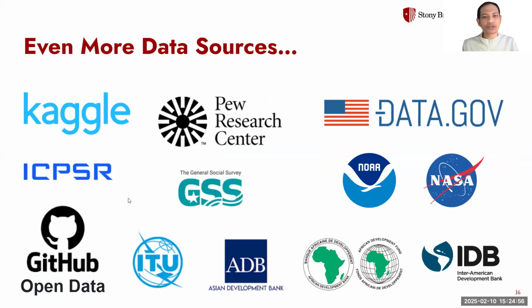And there are even more options here. If you're looking for government and public sector data: data.gov, NOAA, or NASA. Social science folks, you can go with ICPSR. That's always a good one. Also Pew Research Center or the General Social Survey. For business and finance, there's the Asian Development Bank, Inter-American Development Bank, or the African Development Bank if you're looking for more regional data that is economic and policy related. Crowdsourced open data platforms like Kaggle or GitHub Open Data, or international organizations like ITU, the International Telecommunication Union.